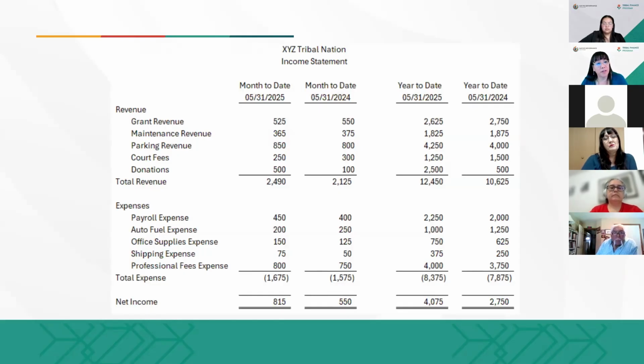So here's an example of an income statement. We have 4 different columns. 2 of the columns are month to date, 2 of the columns are year to date. And it's always important to take a look at the column titles. That's going to tell you the information that you're looking at. So the first 2 columns are month to date, with a date of 5/31/25, and then the second column is month to date, 5/31/24.